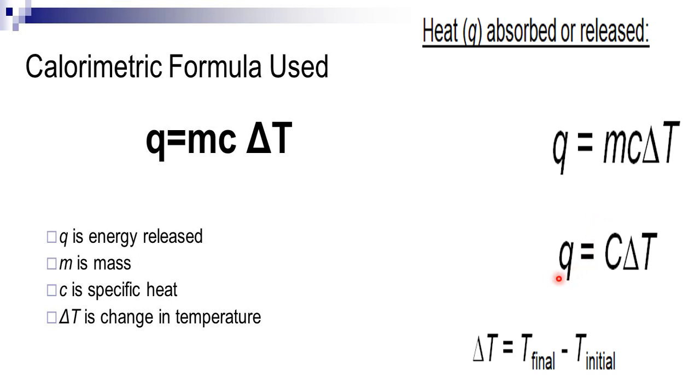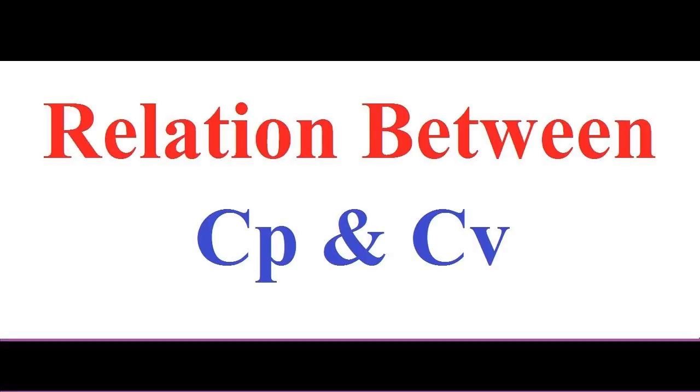Now the same equation here. Q equal to M into C, M into C taken as C, so C into delta T. For this you recall today's previous discussion. Okay, right. So after this I will go to one more small interesting bit, that is the relation between Cp and Cv. What is Cp? Heat capacity at constant pressure.